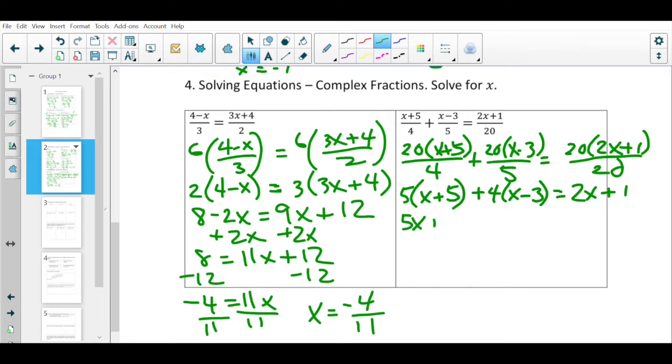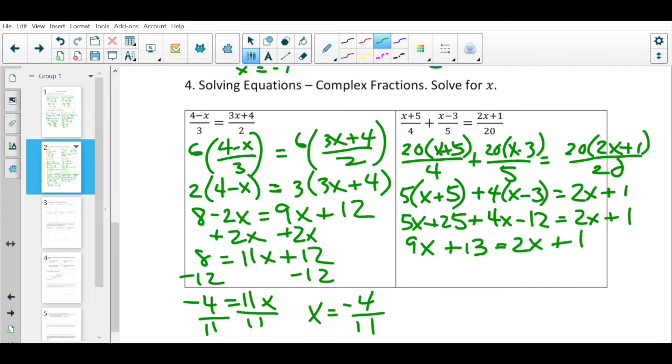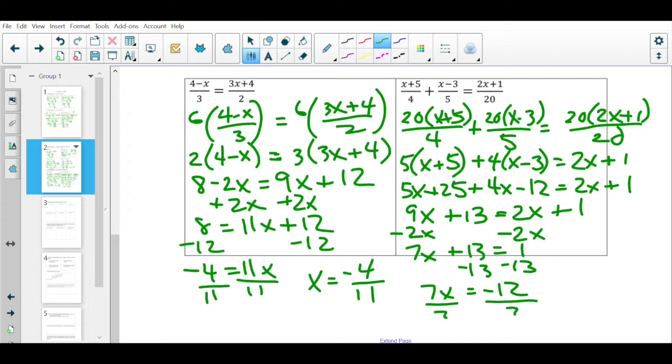Let's distribute: 5x plus 25 plus 4x minus 12 equals 2x plus 1. Collect like terms. 9x plus 13 equals 2x plus 1. Let's isolate. X equals negative 12/7.